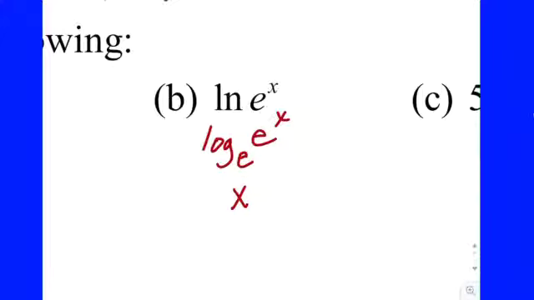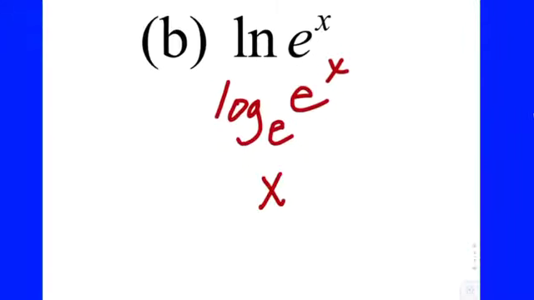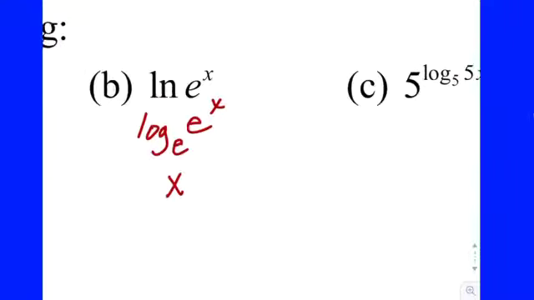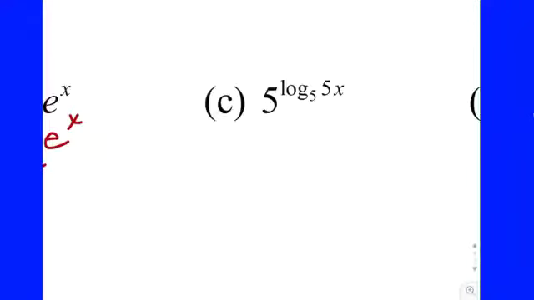So the goal is to be able to just look at ln of e to the x and say, oh, that's just x because ln is base e, without having to rewrite it. Now what? Go to part C. Sehr gut. All right. Take 10 seconds. Do that one.